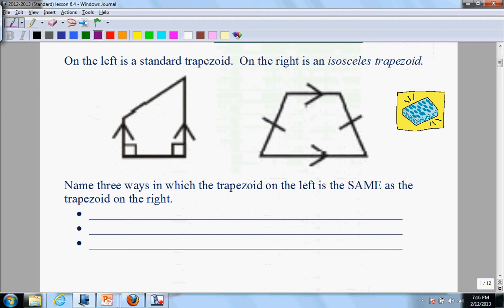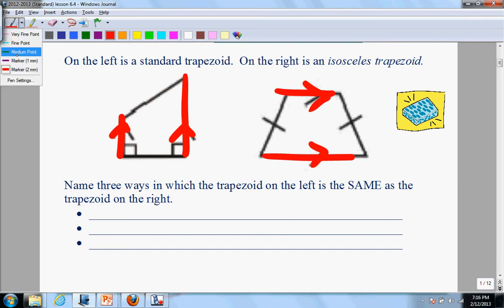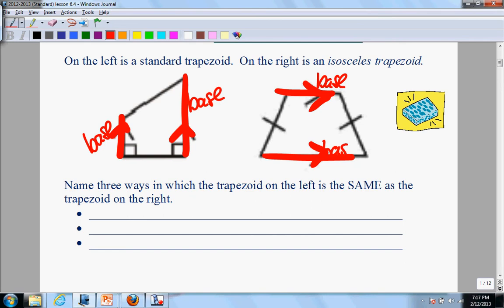Regardless of how these trapezoids look, they have these three things in common. Step 1, trace the parallel sides. These red lines are parallel. Those are called the bases. I'd like you to write the word base and base. And the definition of a trapezoid is that it has one set of parallel sides. That's the definition, and that's what makes all trapezoids in common.